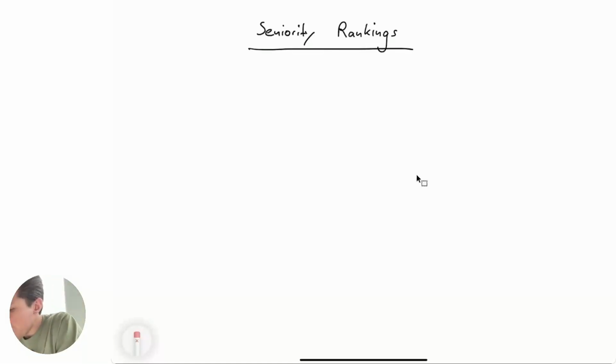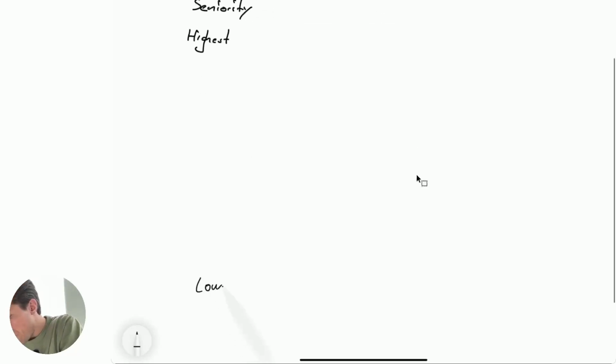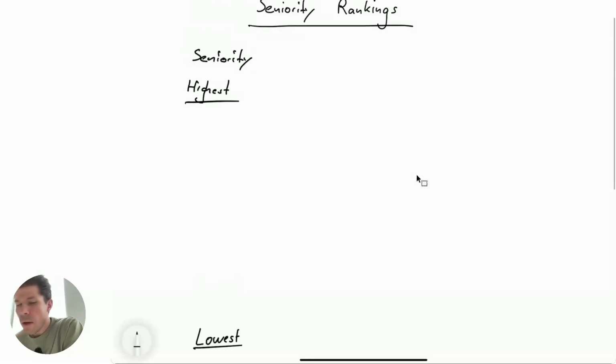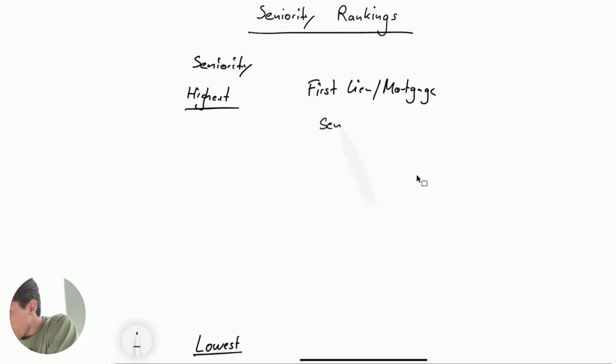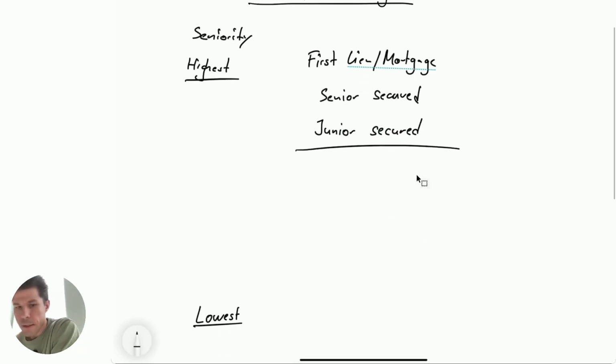And how does it work? You have different seniority. If we have seniority here, highest ranking, and then here we have lowest ranking. Highest means gets paid first and lowest means gets paid later. We basically start with first lien type of mortgage. Then we have senior secured. Then we have junior secured. I draw a line, I will explain this shortly.